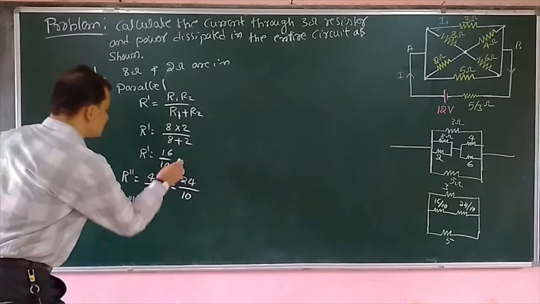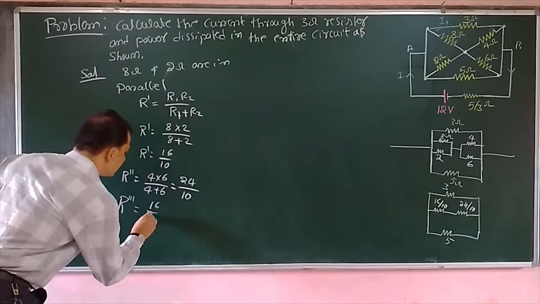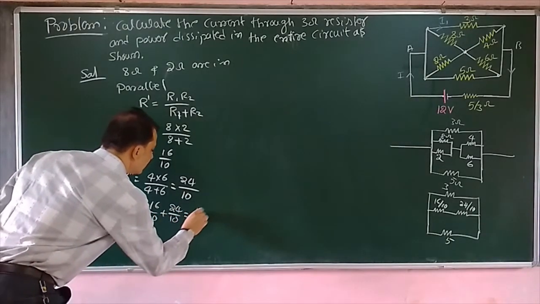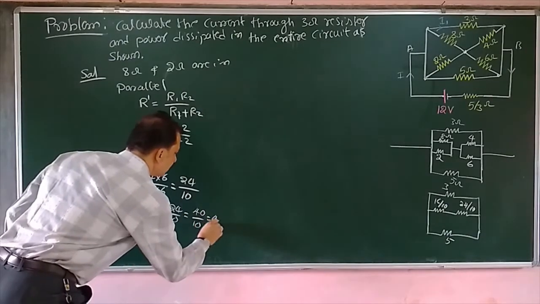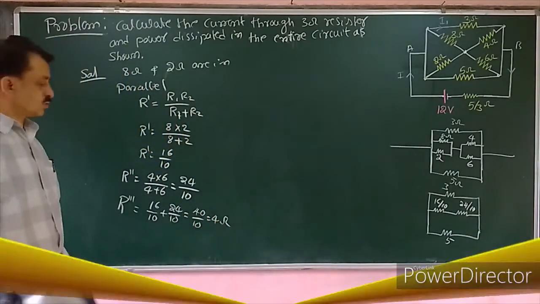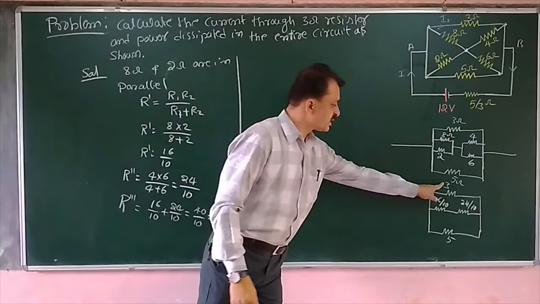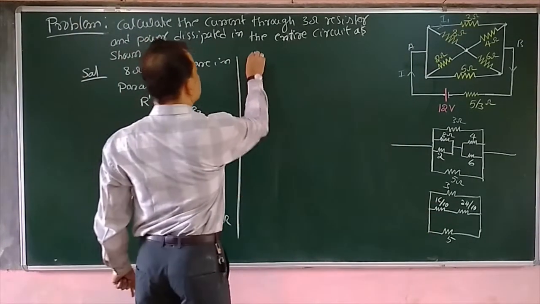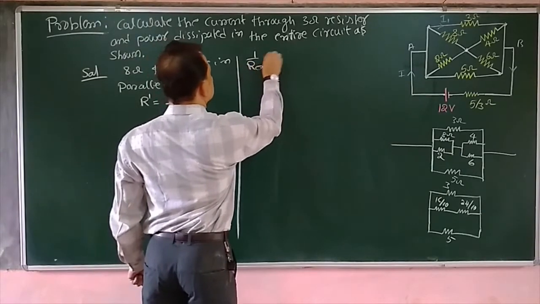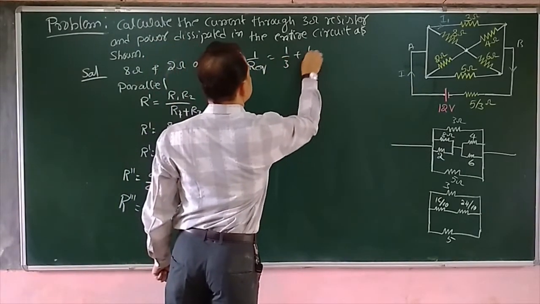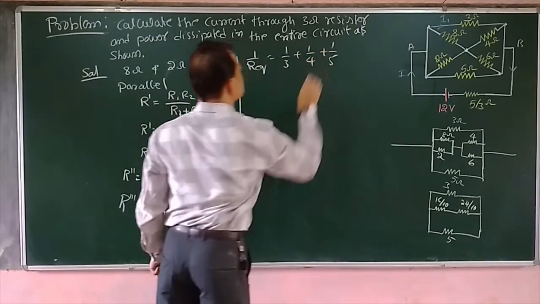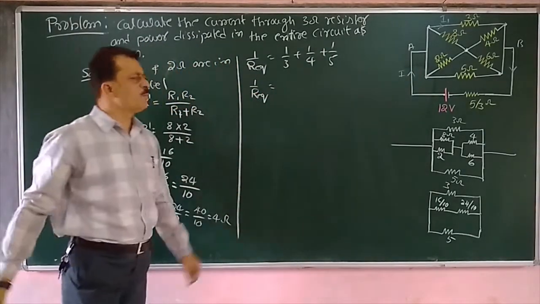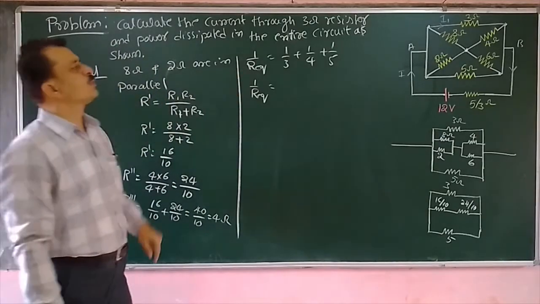Okay, R triple dash is equal to 16 by 10 plus 24 by 10. It is 40 by 10, so R is equal to 4 ohms. Now this is 3 ohm, this becomes 4 ohm and this becomes 5 ohms. Their equivalent R equivalent is given by 1 by 3 plus 1 by 4 plus 1 by 5. Simplifying, 1 upon R equivalent is equal to 1 by 3 plus 1 by 4 plus 1 by 5.